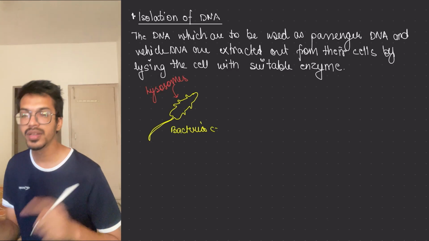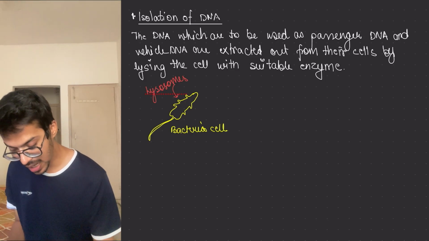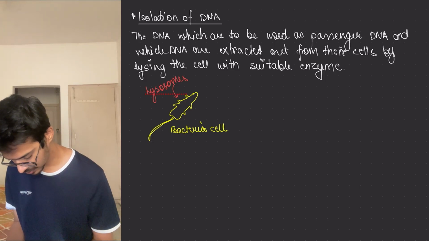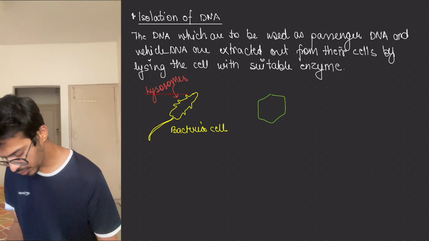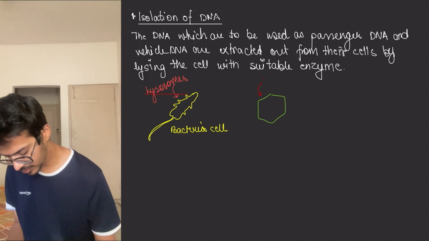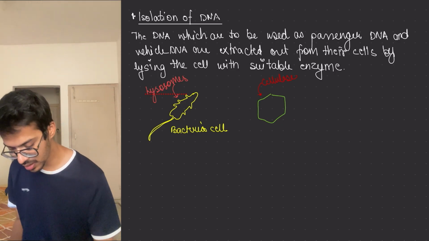So what will happen? Its outer cell wall will be destroyed. Now, if it is a plant cell, what are we going to put? We're going to put the cellulase enzyme, which will do what? It will break the plant cell wall.